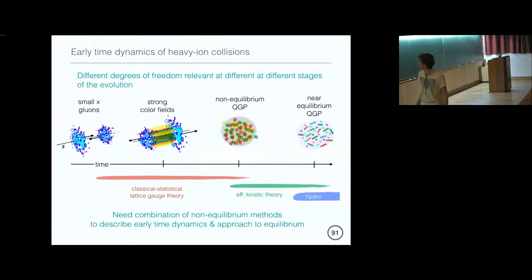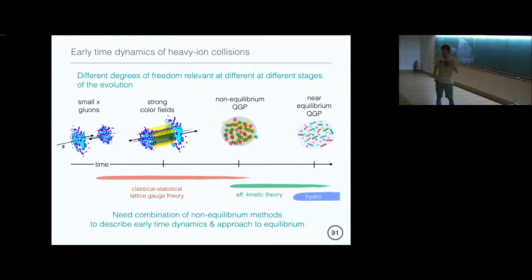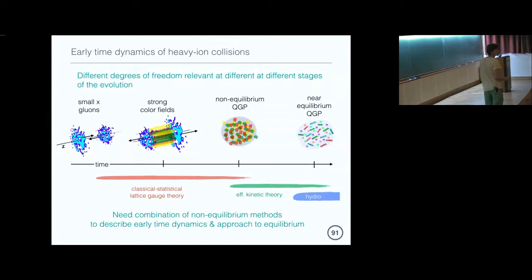But the important point to make here is that to really understand that problem at all, even at weak coupling, we already need a combination of different non-equilibrium methods. And this is something that nowadays you can actually do. You can simulate particle production, you can simulate the strong field dynamics at early times, you can match that to a kinetic description, and you can then study the approach to hydrodynamics. And this is done here.